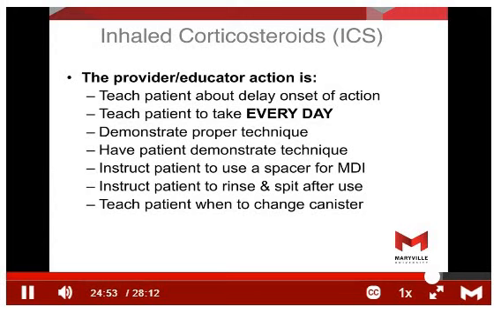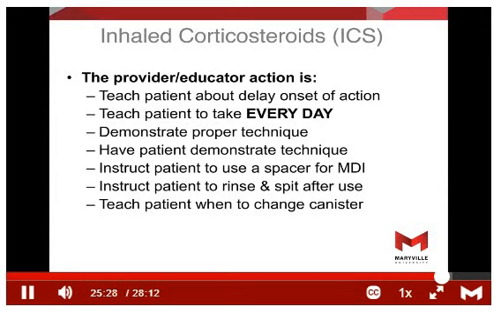The provider educator action is we want to teach the patient about the delayed onset of action. So these are not acute, they do not work instantly, they do take time to build up in the system. Teach patients that they are an everyday medication. You want to demonstrate proper technique to make sure that they're getting the medication in the lungs and not just in their mouth. Have the patient demonstrate the technique. Instruct the patient on the use of a spacer, which every patient, adults too, should be given with their inhaler. You want to instruct the patient on rinse and spit after use.